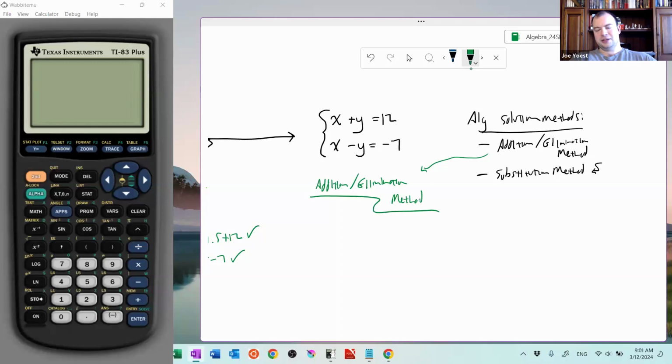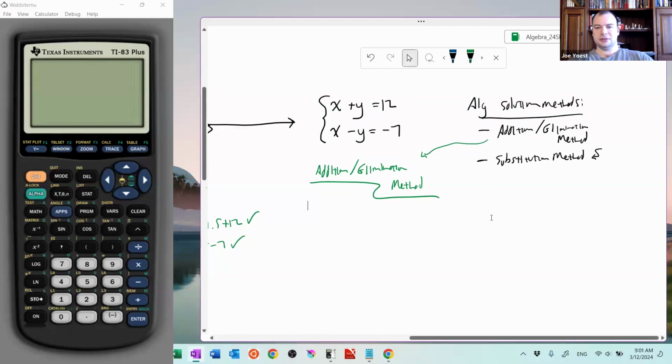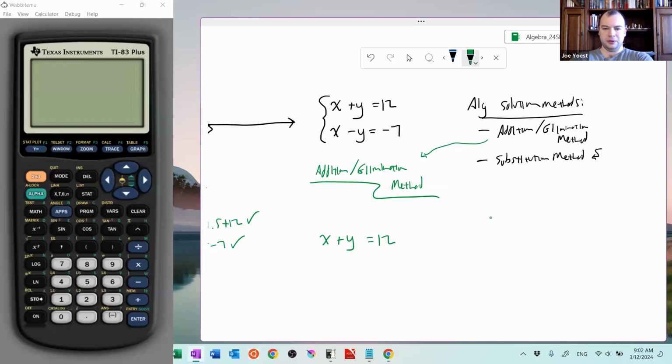And again, this is just kind of side material. If you like this method better and you want to solve the equations this way, go for it. If you don't like this method, then just use the graphing. The idea of the addition method is, let's just take, for instance, our first equation.